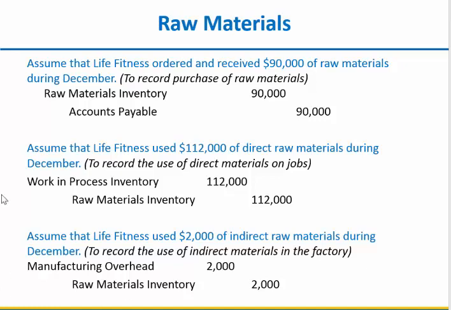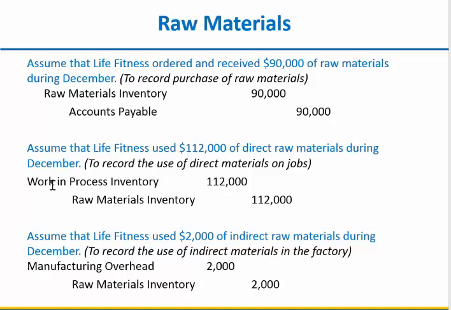Next, let's assume that Life Fitness used direct materials in its production, and the value is 112,000. Because of that, there will be cost outflow from raw materials inventory. Raw materials inventory is a debit account, so it must receive a credit because you have cost outflow. In order to reflect that, you have to post a credit to raw materials inventory of 112,000. And the cost of 112,000 will flow into the factory. That's your manufacturing cost now.